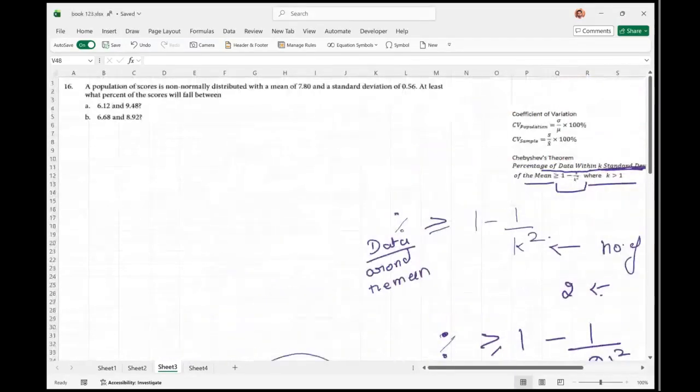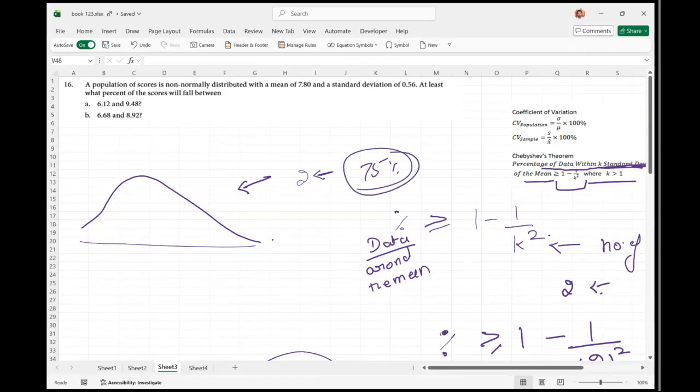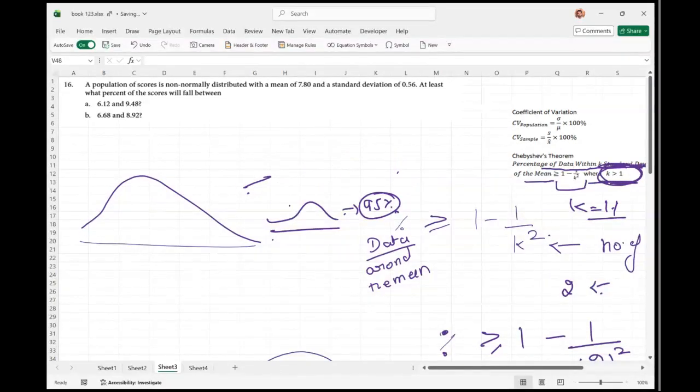So if data is following a graph like this, within 2 standard deviations, minimum 75% of the data should lie. When it was following a normal distribution, what did we say? 95% of the data. But if it is not following a normal distribution, it will become 75% of the data within 2 standard deviations. And one thing we also said is that k must be greater than 1. K can be 1.1, but it cannot be 1. It must be greater than 1.